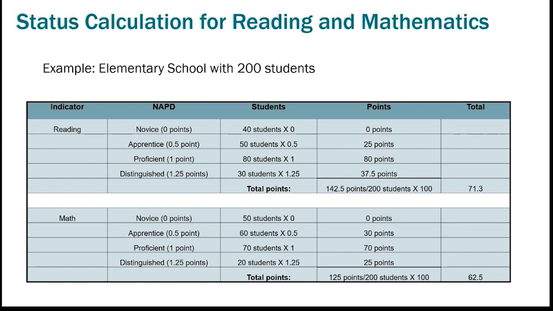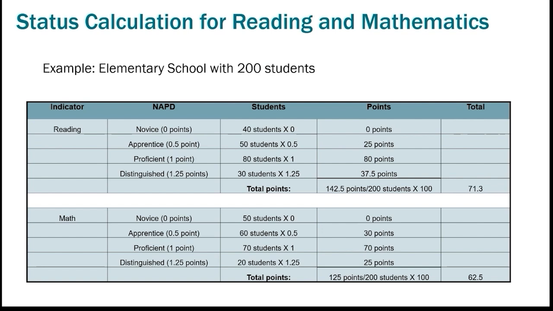Adding all of the NAPD points together gives us 142.5, which we then divide by the number of students, 200. And we multiply this answer by 100, which gives us the status score for reading of 71.3.